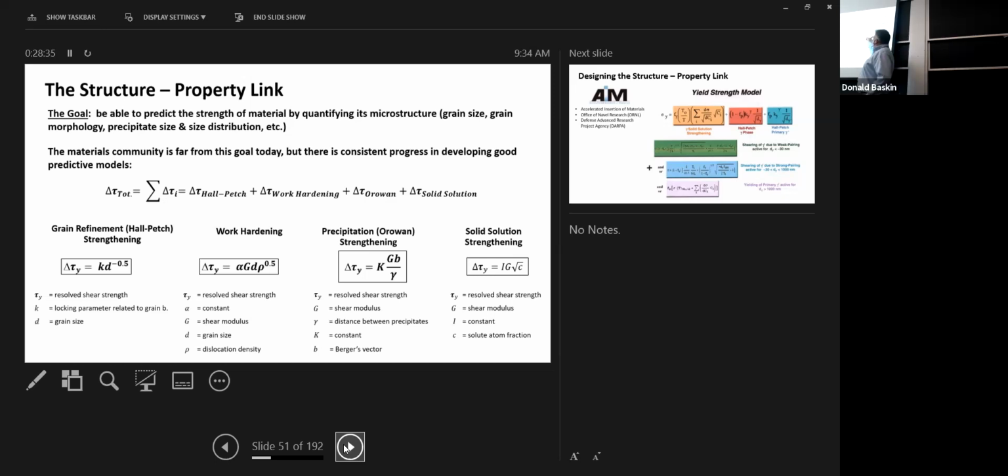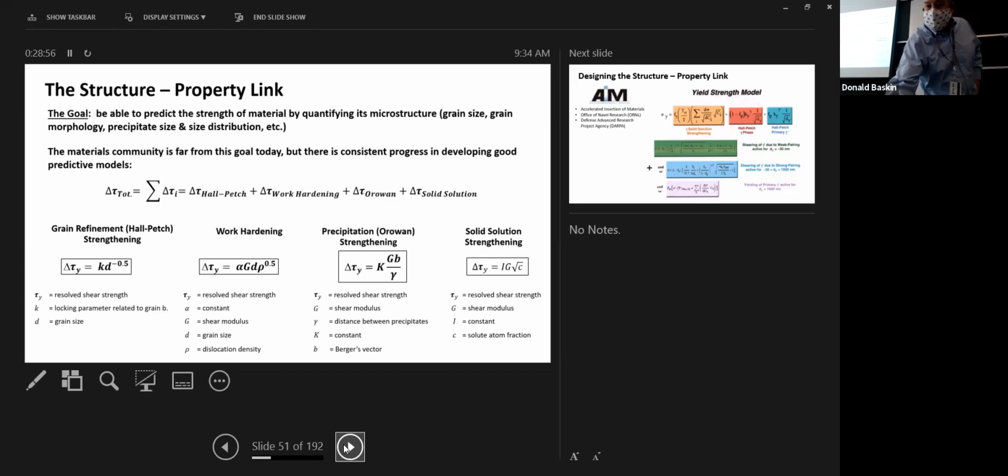This is a model right here. This is a model that's really simple, right? It's just all these different models added up together. This is a model for the strength you can get if you can get all these different mechanisms to work at once. This is a really simple version of it. It doesn't work perfectly. It's a good, reasonable first approximation.